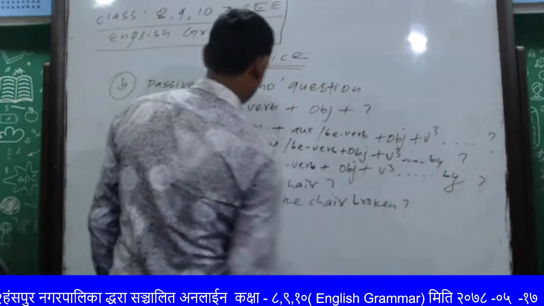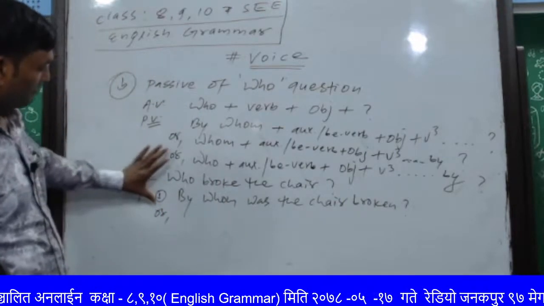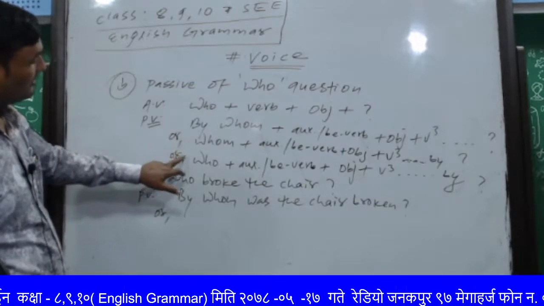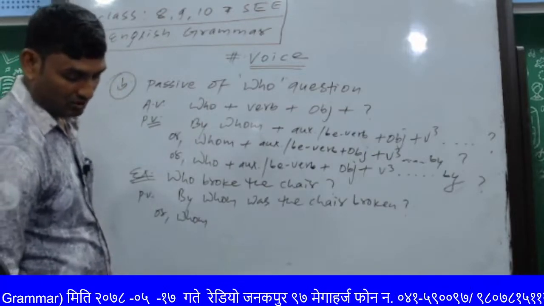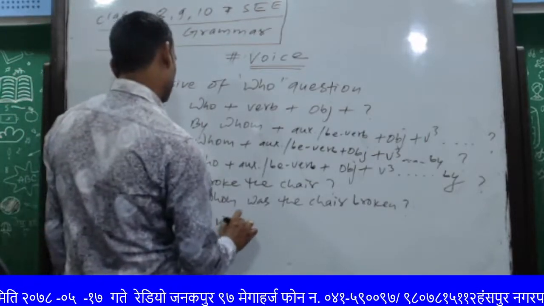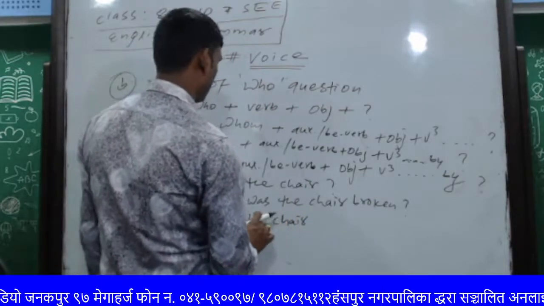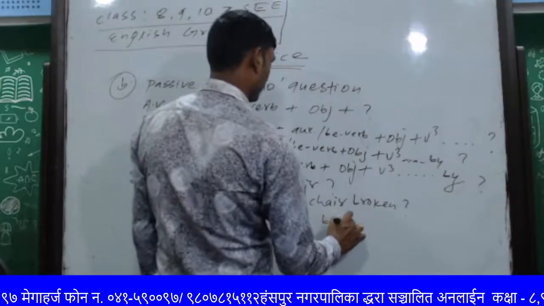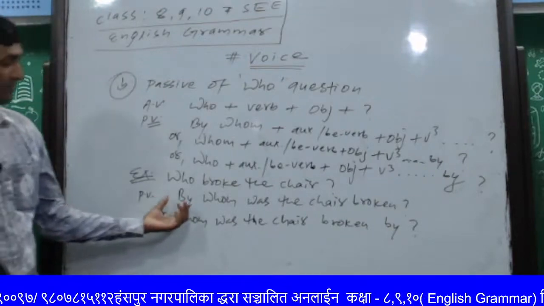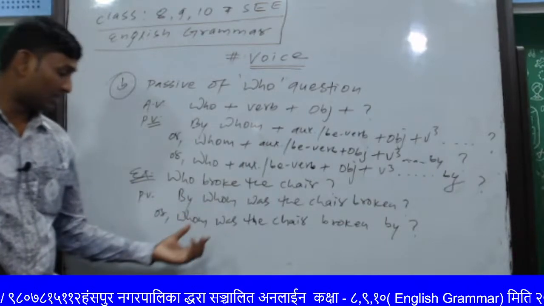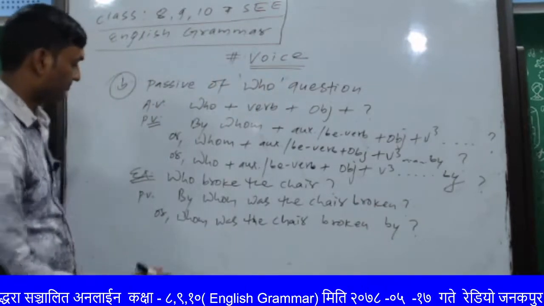The chair broken? Another one means the second passive, PV. Here the structure is: whom was the chair broken by. It means in the first passive it is "by whom", but in the second passive it is "whom", and at the end, "by".